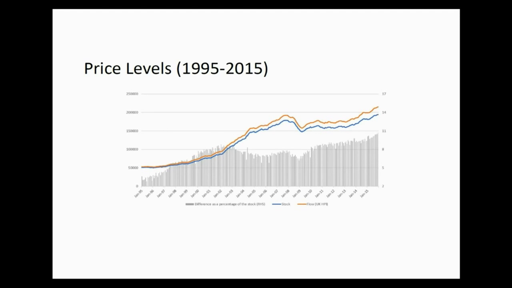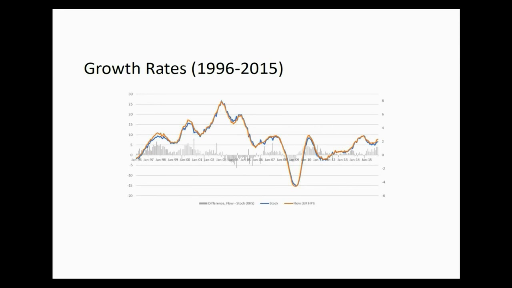But of course, we don't normally focus on the price level. What we often focus on is the growth rates. This is the interesting thing. And here are the growth rates over the same period.